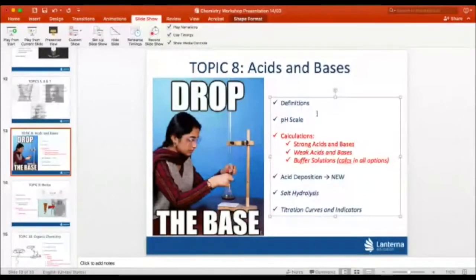As for the rest, fairly straightforward. I wouldn't really stress about it. This acid deposition thing is new, but it's just a lot of information. It's all about acid rain and all that stuff. It's just memorizing. If you memorize it, you'll be fine.